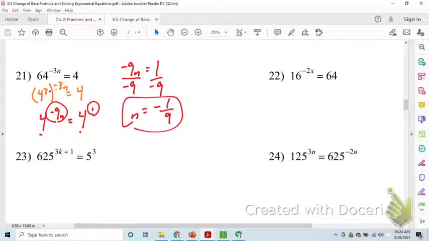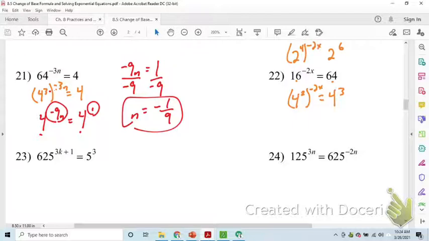Number 22. Now you have a choice here. You can either get these both to be 2's, the base of 2, or 4. I'm going to go with 4 because I know that 64 is 4 to the third power. It's also 2 to the 6th. Just to make sure you know that. Now, 16 is also 4 squared. So I'm changing the 16. I'm leaving the negative 2x up there. If I wanted to change the 16 to a base 2, that'd be 2 to the 4th power. You get the same answer either way, whether you use 2's as the base or 4 as the base.